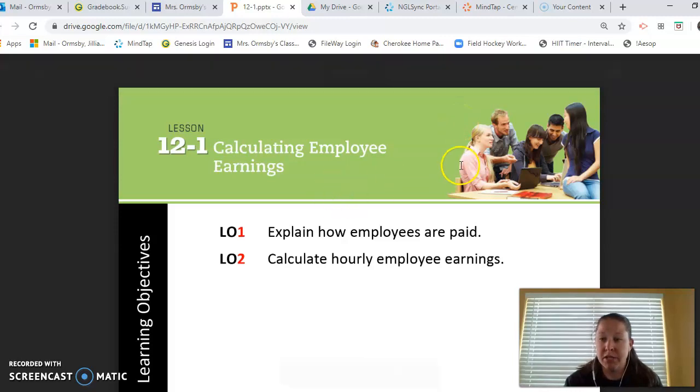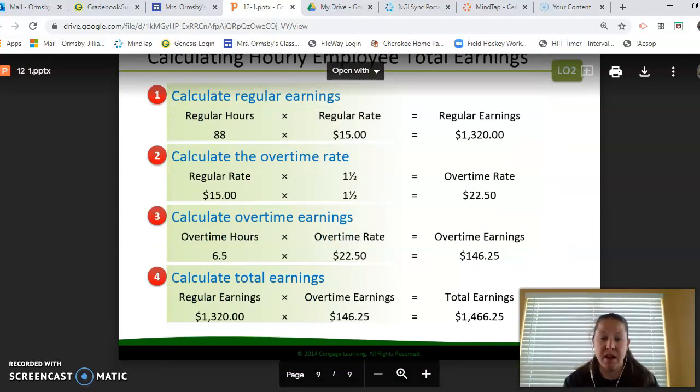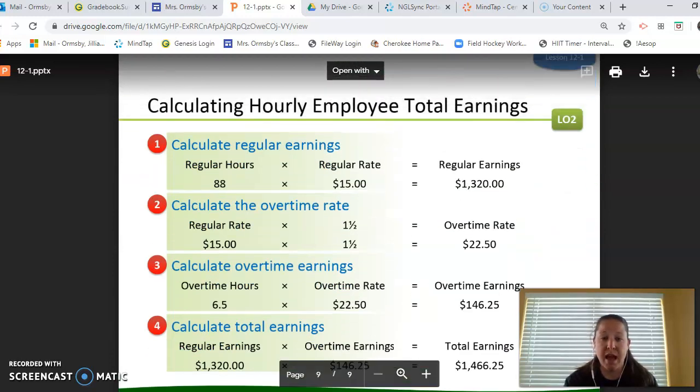Before we start on the work together, I just wanted to highlight the PowerPoint because the very last slide, where it says calculating hourly employee total earnings, is very crucial to doing the work together today. So have this open and on the side when you're working on these problems.